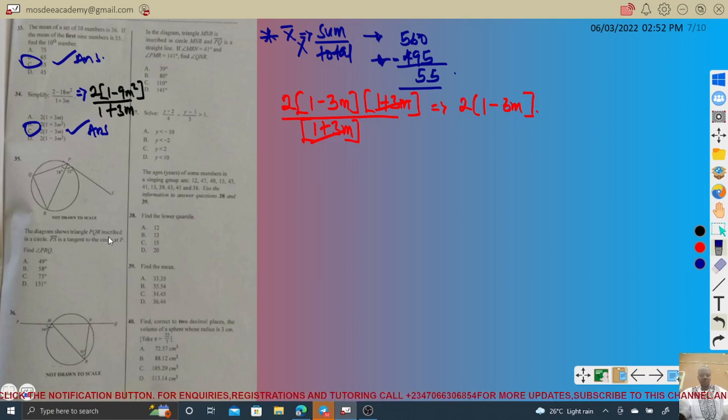The diagram shows the triangle PQR inscribed in a circle. PS is a tangent to the circle at P. I'm doing 35. Calculate PRQ. I need this angle. Because the angle between a tangent and a chord is equal to the angle in the alternate segment. If this guy is 72, please, this guy is also 72. The angle here is equal to the angle between a tangent. You can extend the tangent if you cannot see. It is equal to the angle in the alternate segment. So this segment, although it's not this segment, but the alternate segment.